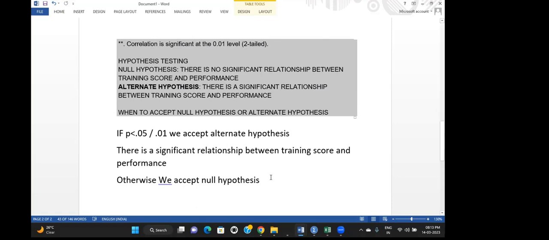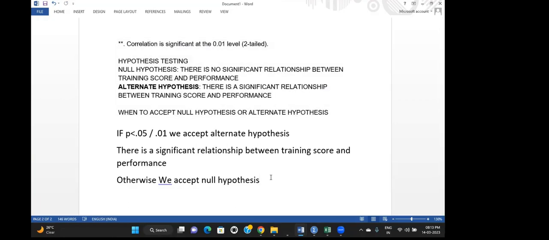I hope it is clear. Can we move ahead? So let's move to regression now.